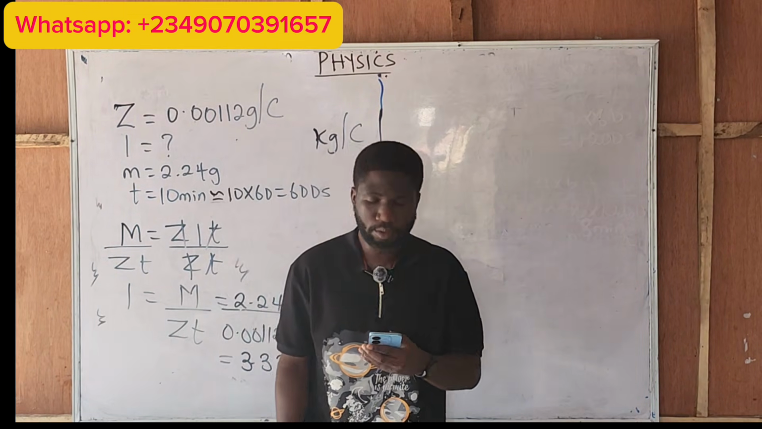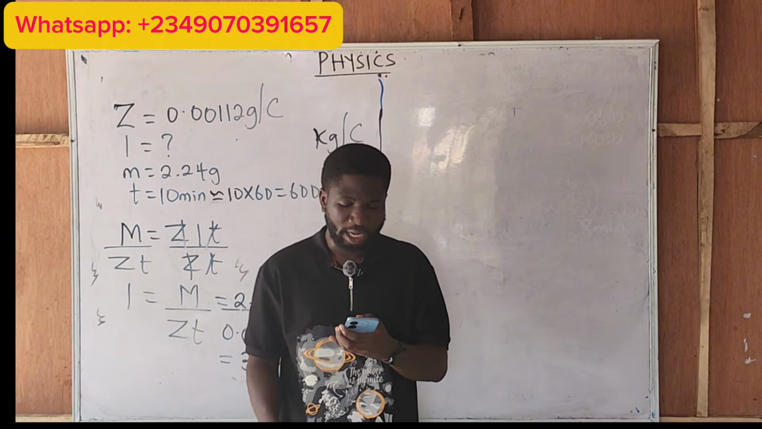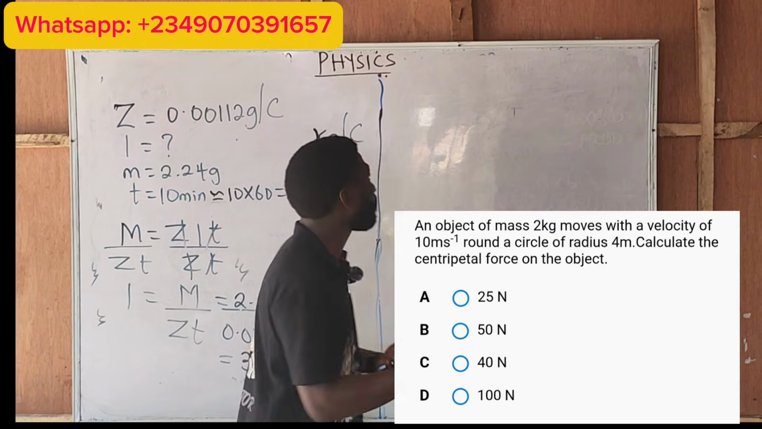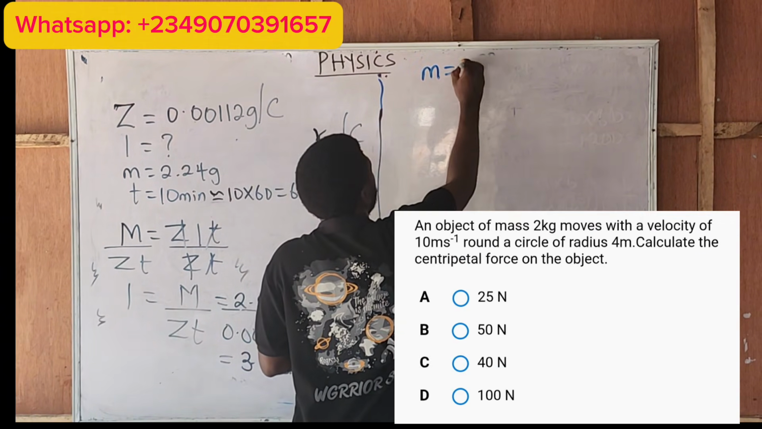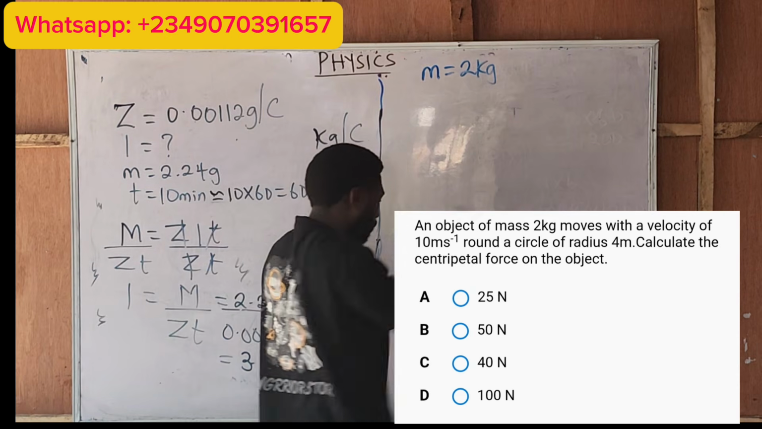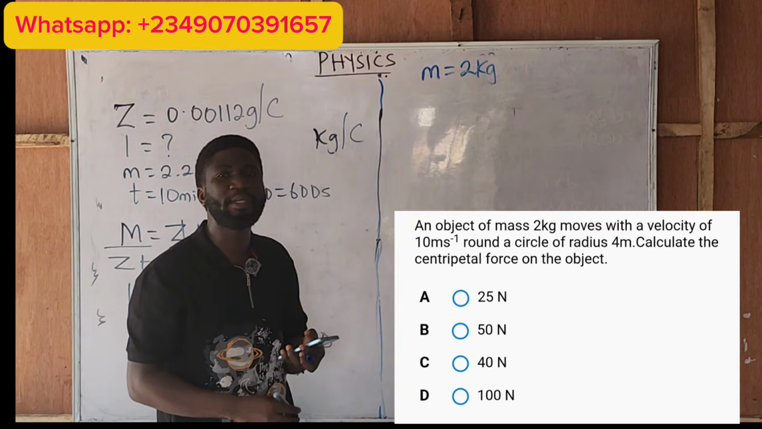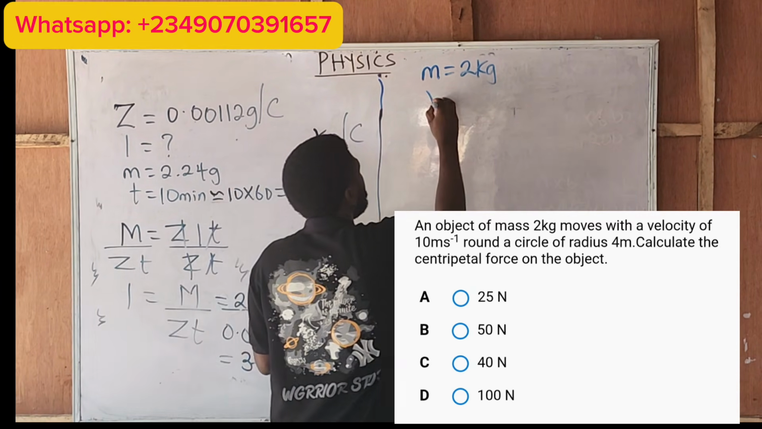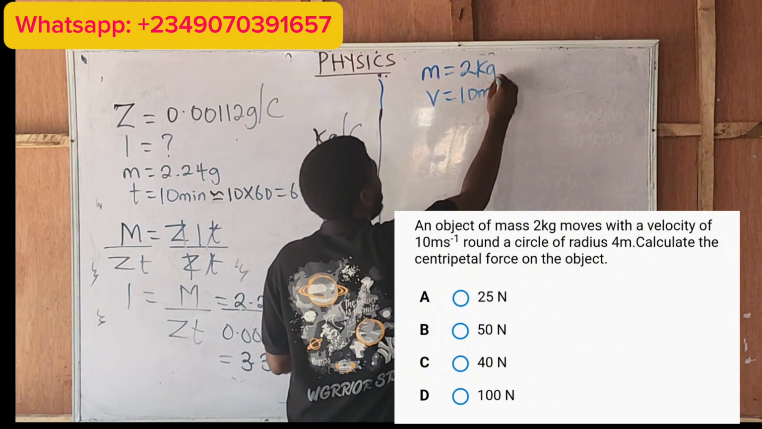All right. So the next question, it says, an object of mass 2 kg. The mass of the object is known to be 2 kg with a velocity of 10 meter per second. So the velocity V is 10 meter per second.